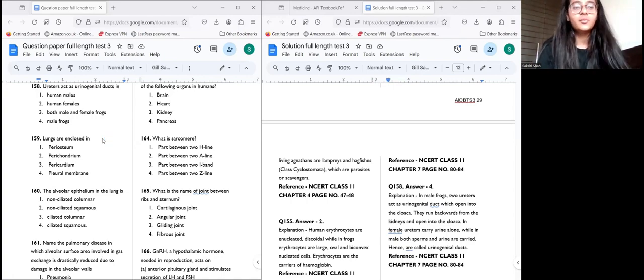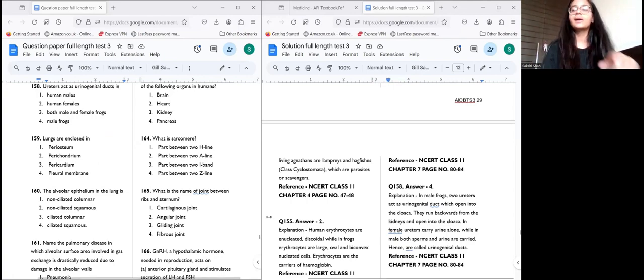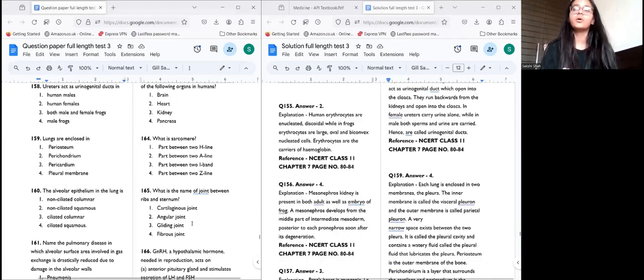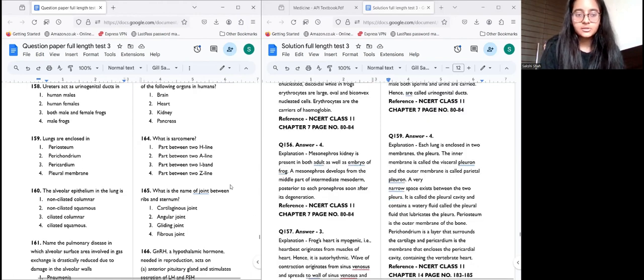So moving to the next question, 159. Lungs are enclosed in what? Anything that relates to lungs is either pulmonary or, in this case, pleural. So the pleural membrane is something that the lungs are enclosed in. So the answer for this is option number 4. Pericardium, which is option 3, is the outer covering of the heart. And periosteum is the outer covering of the bone. Perichondrium is for the cartilage, right? Not for soft tissue, I'm so sorry. It's for the cartilage. So now let's see the next question.